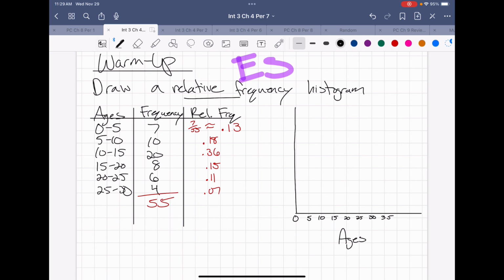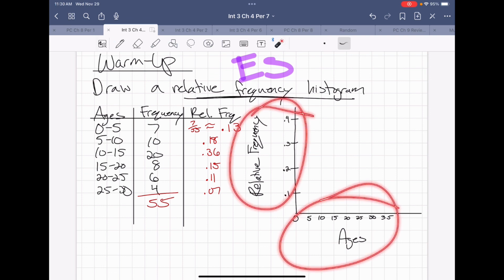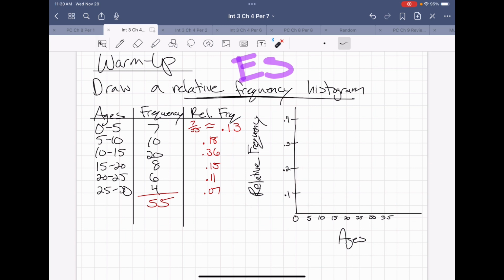We were asked to do a relative frequency histogram. This column is labeled relative frequency. Your y-axis needs to say relative frequency. Relative frequency counts by decimals. So these only go to 0.36. So if I go 2 and call it 0.1, 2 and call it 0.2, 2 and call it 0.3, 2 and call it 0.4. This is like 2 out of 4 points, and I haven't really done anything. Don't forget to label your axes. Then I'm just going to start filling in the bars and writing the numbers on top.